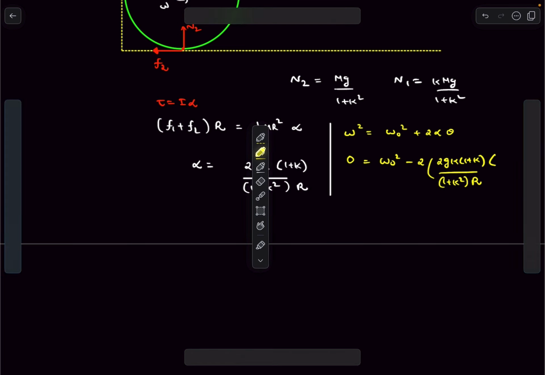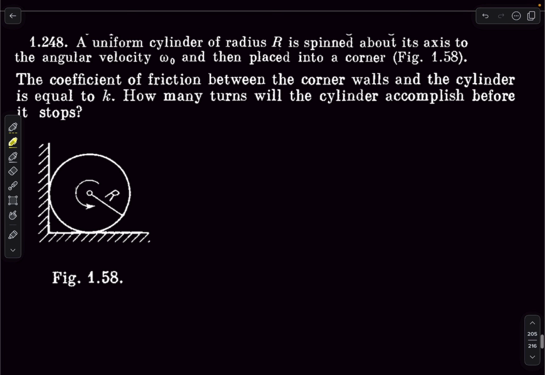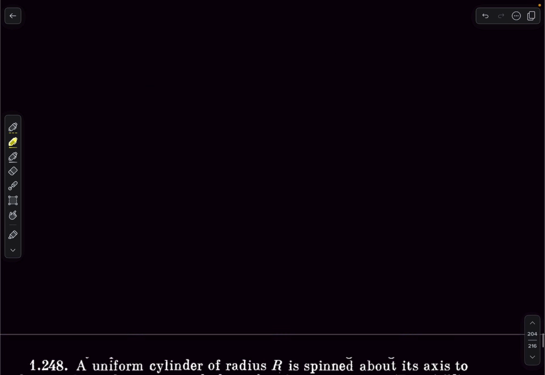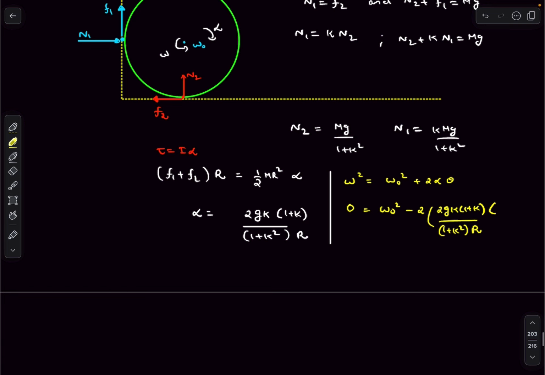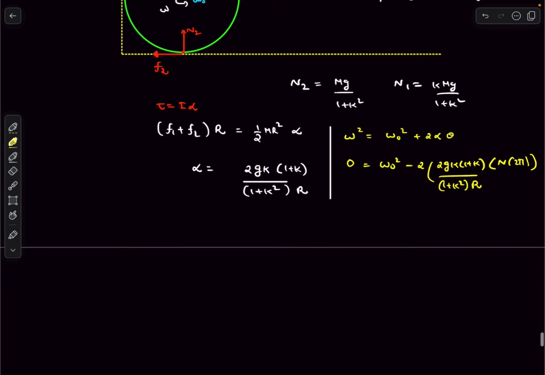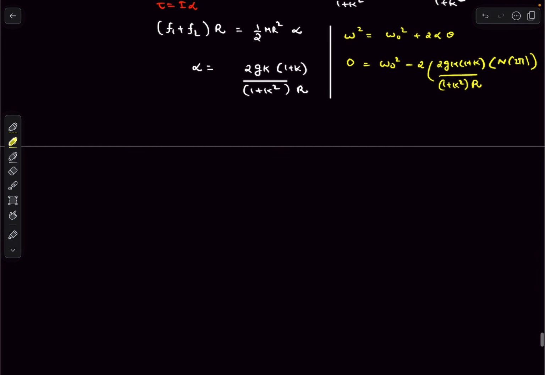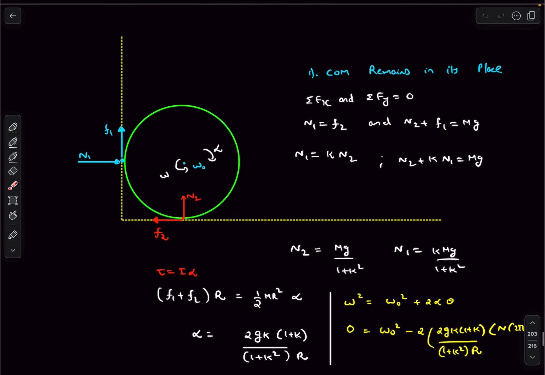For the angle covered, in the question they wanted us to find the number of turns. So the angle covered, I'm going to write as the number of turns n times 2 pi. Each turn corresponds to 2 pi angle, so n turns corresponds to 2n pi angle, right? Now we can solve for n from this equation. Once you solve this, you'll get the number of turns as this particular expression. So yeah, that was it for this question.